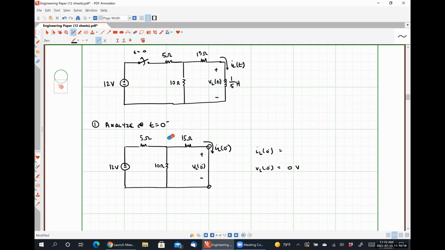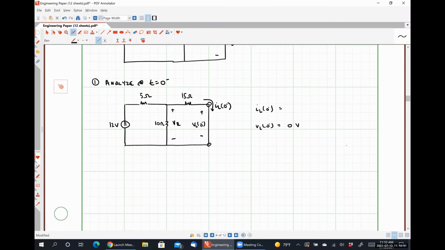Could you do voltage division? Okay, so we can do voltage division. So I'm going to call this voltage right here VR. That is the voltage drop across the 10 ohm resistor, and it's the voltage drop across the 15 ohm resistor because they're connected in parallel. Hopefully that's obvious to everybody.